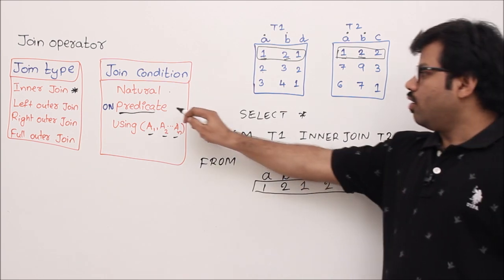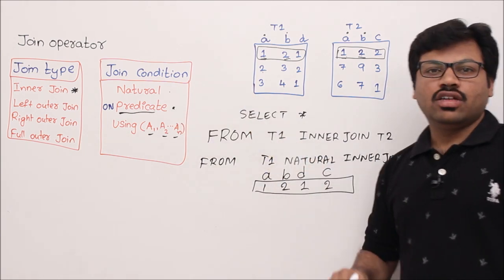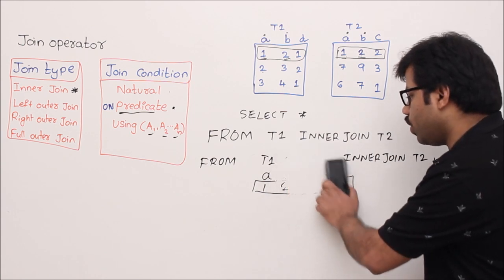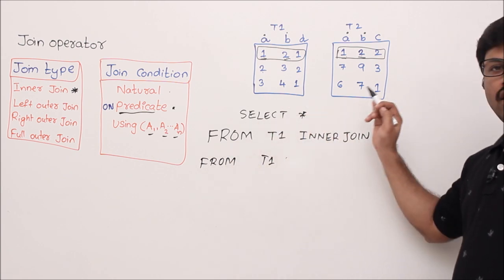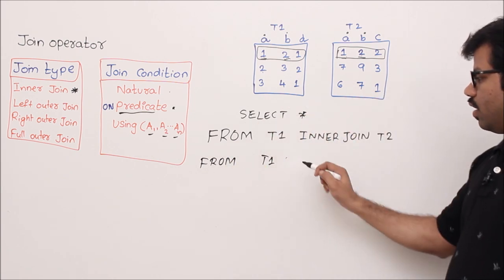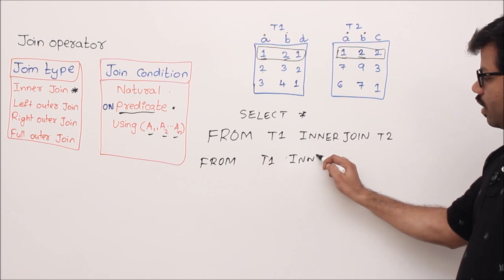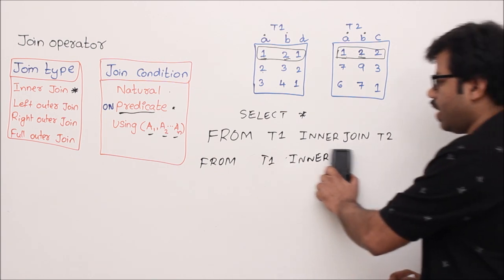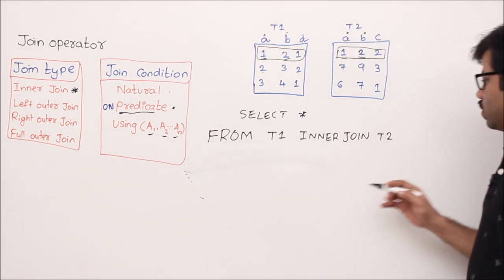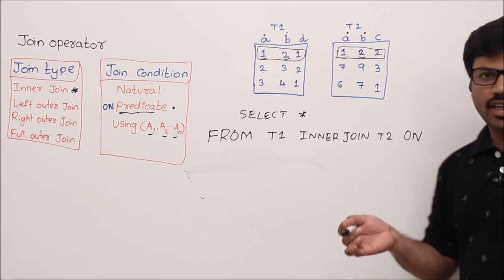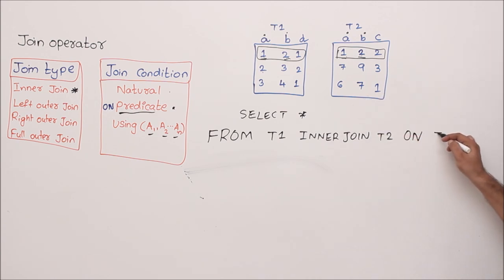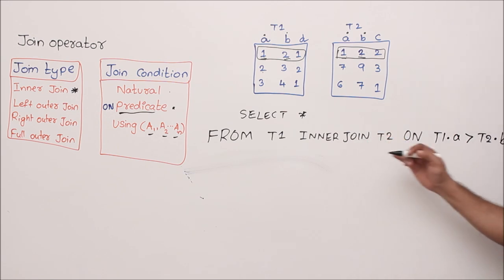Now we'll see what this ON predicate is. Rather than writing natural, we can write a predicate also. So the syntax will be: select star, or anything you want, from T1 inner join T2. You write inner join simply. Then the predicate on which column you want to apply the condition. Maybe you want to do something like T1 dot A greater than T2 dot B. Randomly I am doing that. We'll see what happens if I do that.